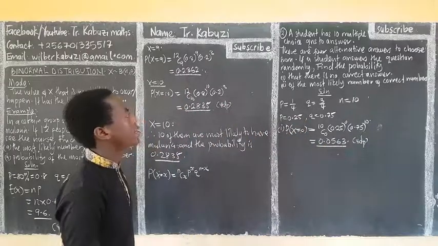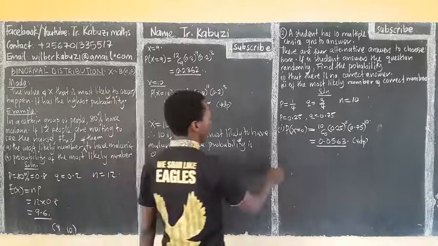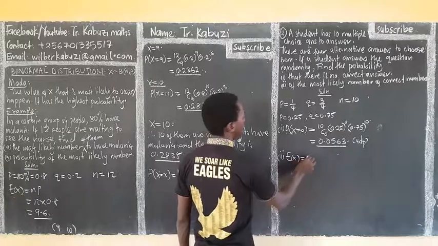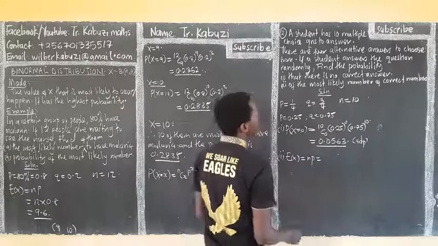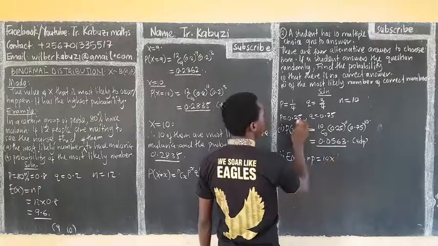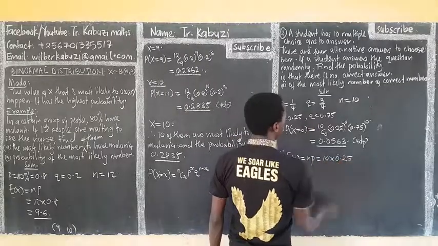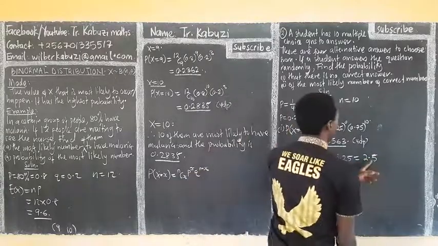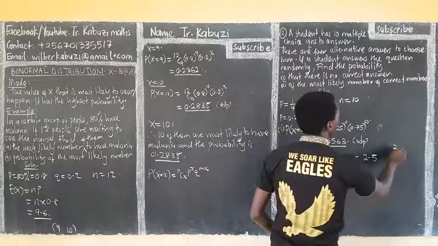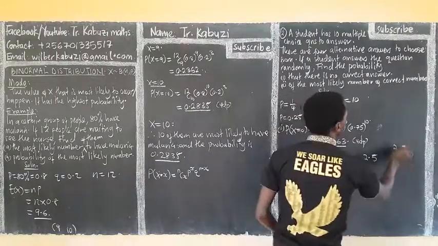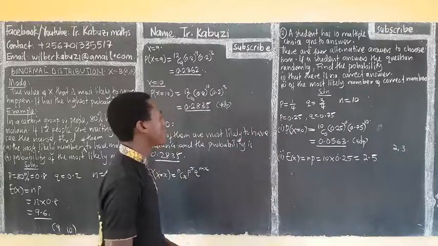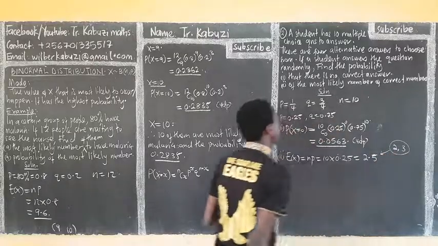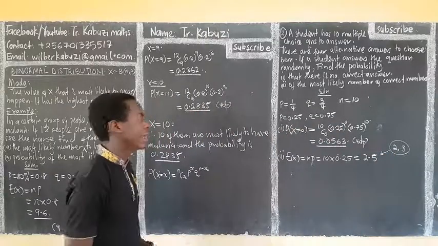Then number 2, the most likely number of correct answers. So here, now, we have to get the mean. Our expectation is np, which is n, which is 10, times p, which is 0.25. So this is going to be 2.5. So we have either below 2.5, which is 2, or above 2.5, which is 3, the integers. So these are the ones we are picking from for this question. Either this or this.